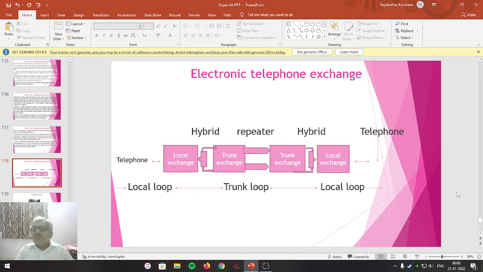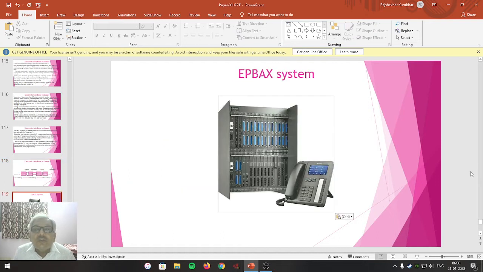So let me proceed further to study today a system known as the EPBAX system. EPBAX system means electronic private automatic branch exchange. It is electronic private automatic branch exchange.